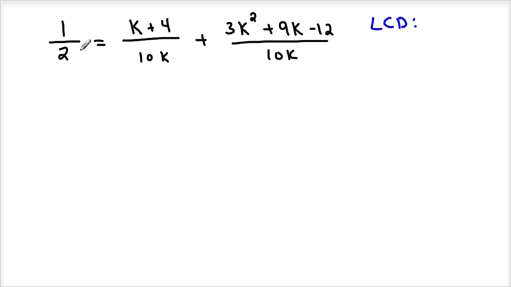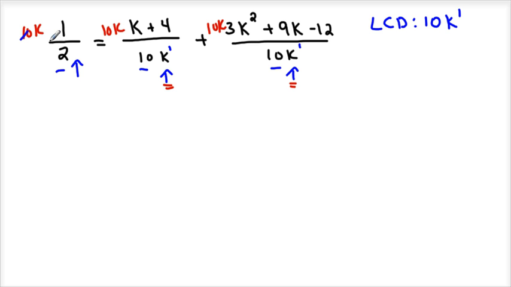Our next example, 1/2 equals (k plus 4) over 10k plus (3k squared plus 9k minus 12) over 10k. Alright, LCD. My coefficients are 2, 10, and 10. The least common denominator between those 3 numbers is 10. This does not have a k, has a standalone k, has another standalone k. The greatest exponent on the k's is 1, so I'm just going to take k to the first power. Only one time. I'm not taking 2 of them, only 1 of them. Multiplying everything by 10k.